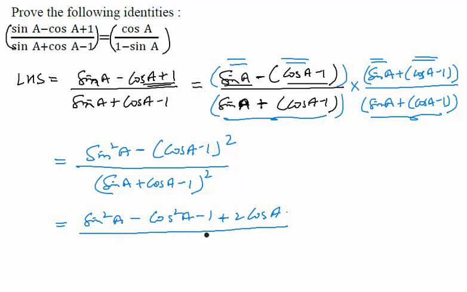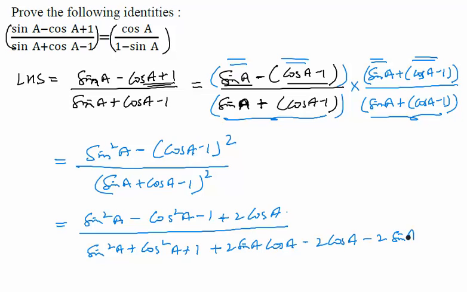And what happens in the denominator? If you open, you will have to use the a plus b plus c whole square formula. In that case you will get sin square a plus cos square a plus 1 plus 2 sin a cos a minus 2 cos a minus 2 sin a. This is the expression you will get after opening the brackets.